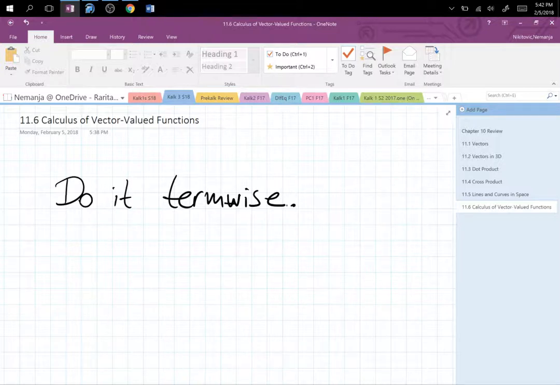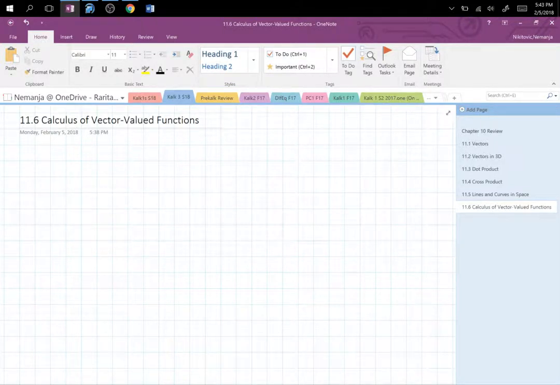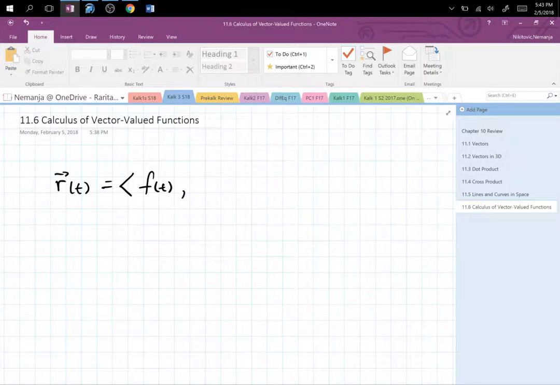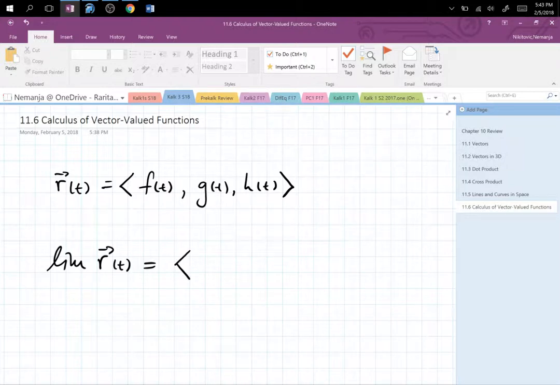11.7, motion in space. This is really what's happening here, guys, for 11.6. You know that your vector valued function r as a function of parameter t, let's say, is given as f of t, g of t, and h of t. So if I am supposed to find the limit of r of t, well, that is going to be the vector where the limit that t goes to some value.